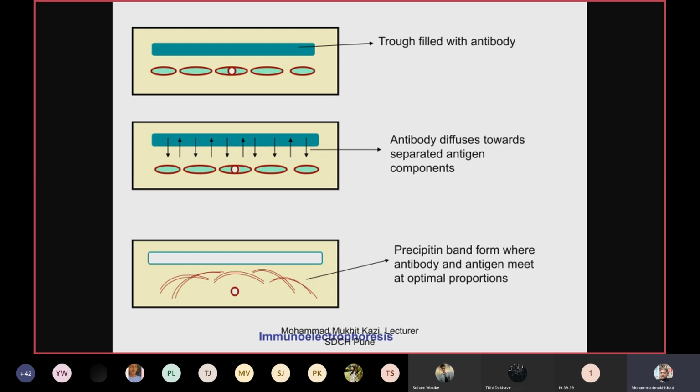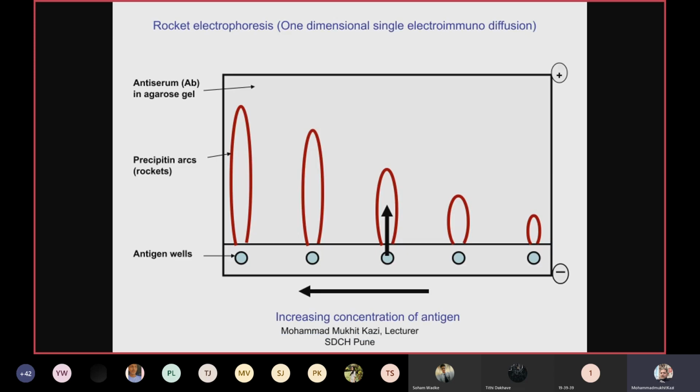This is immunoelectrophoresis. This is rocket immunoelectrophoresis, or rocket electrophoresis. Why is it called rocket? If you look at the different arc forms, they look like a rocket. On the x-axis, you can see small wells which have the antigen, and on the y-axis you will get an arc that looks like a rocket. That is why it is called rocket electrophoresis. It is a one-dimensional single electroimmunodiffusion. These are the different types of precipitation reactions which are carried out in the gel.